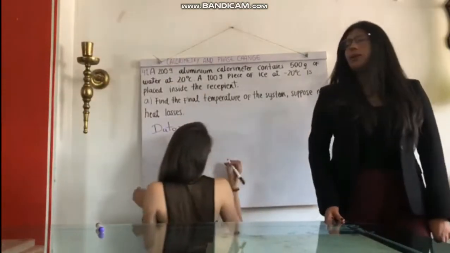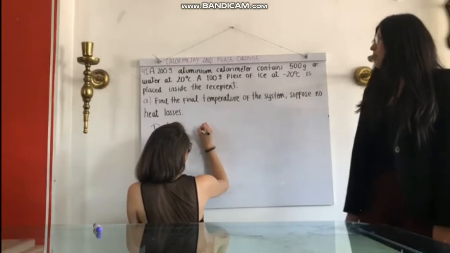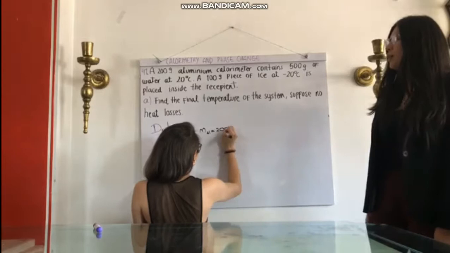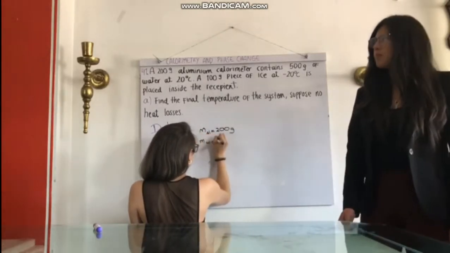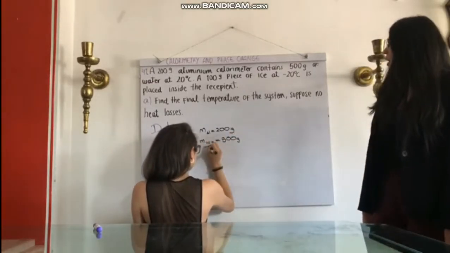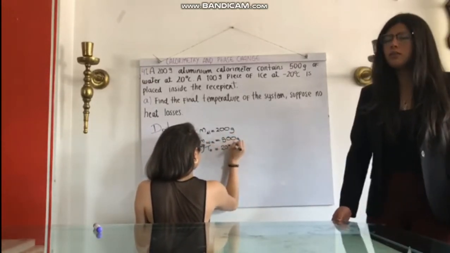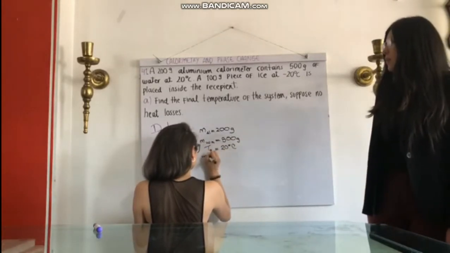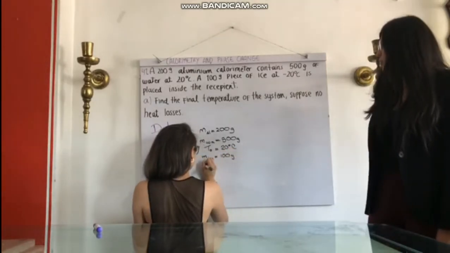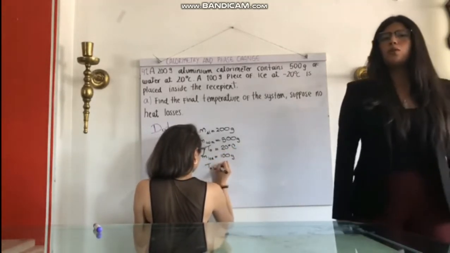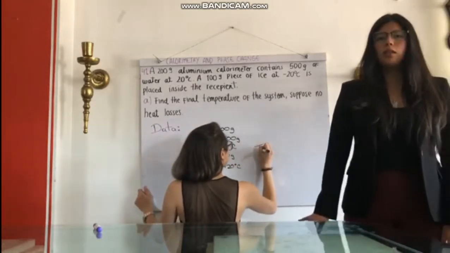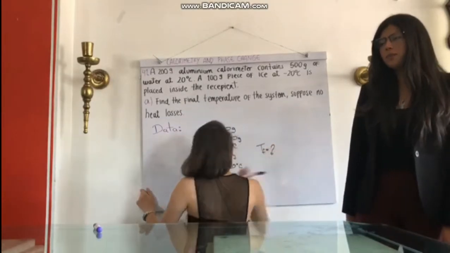Okay, exercise 41. A 200 grams aluminum calorimeter contains 500 grams of water at 20 degrees Celsius. A 100 gram piece of ice at minus 20 degrees Celsius is placed inside the recipient. A. Find the final temperature of the system. Suppose no heat losses. Remember that the mass must be in kilograms.